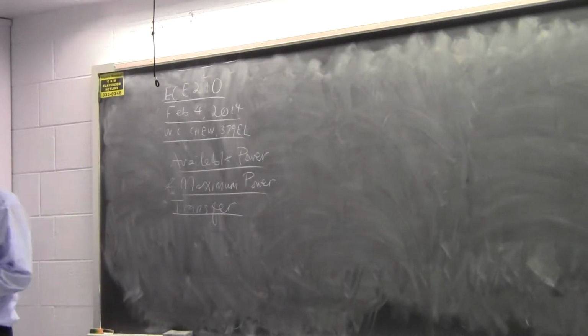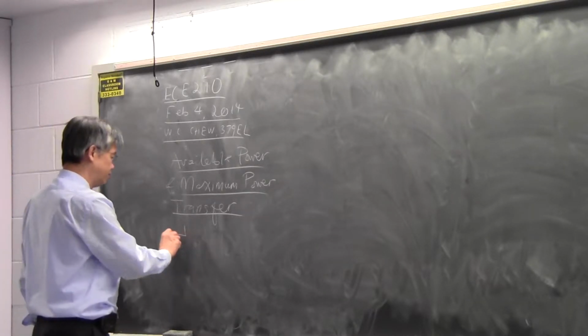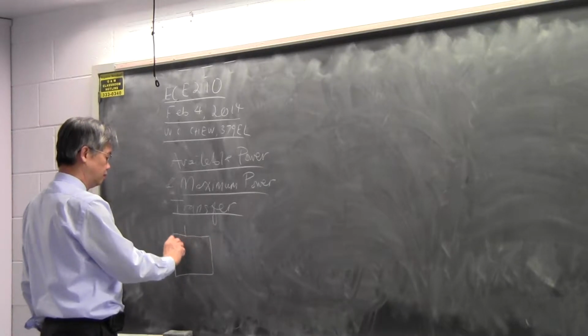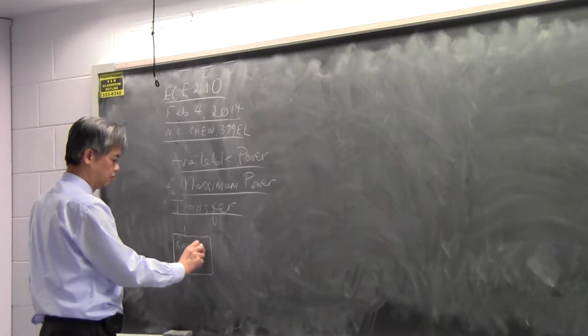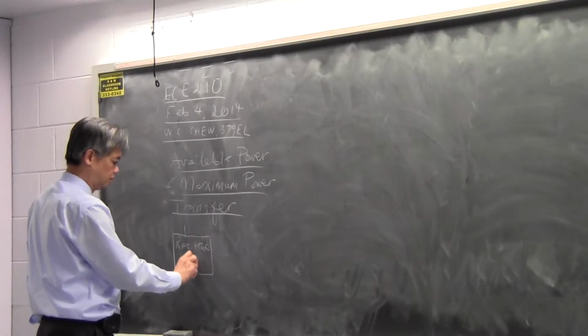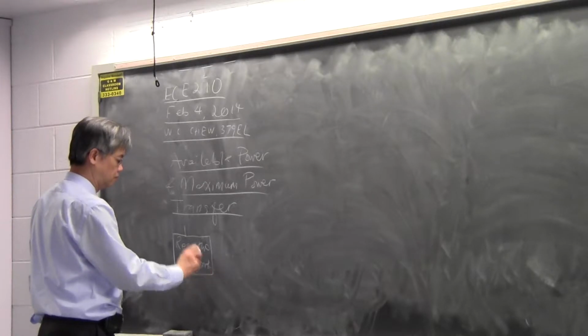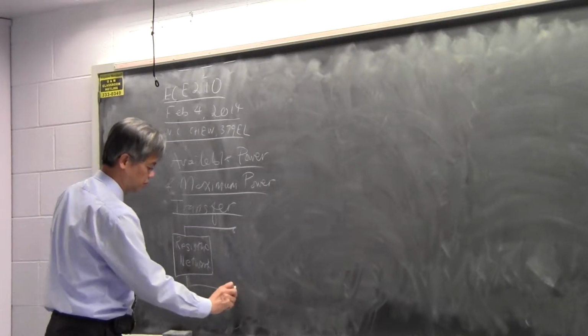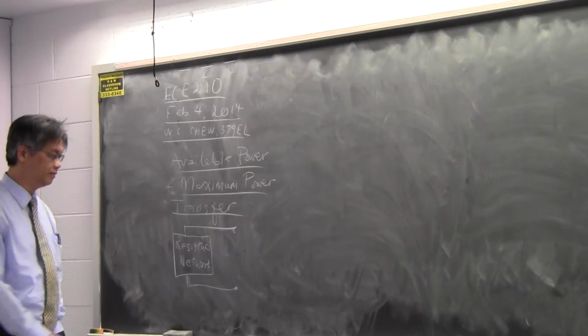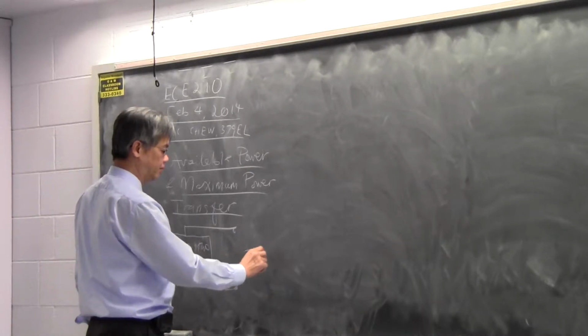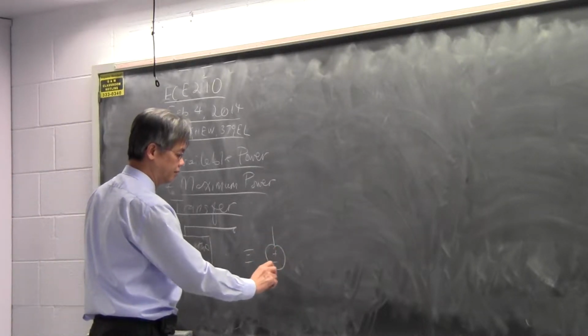So we learned something very interesting in the last few lectures. That is, if you have a very complicated network, a resistive network of any kind that is linear, you can replace that resistive network with something very simple. You can replace this with a much simpler circuit that looks something like this.